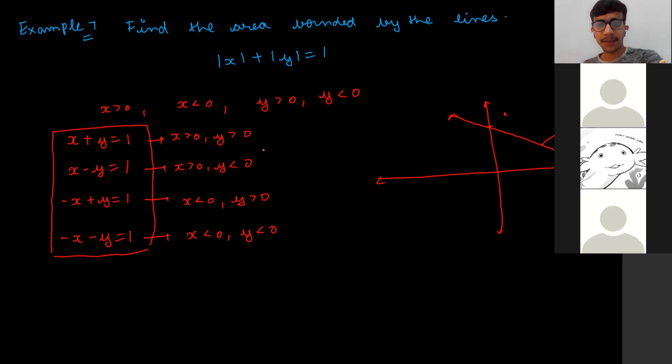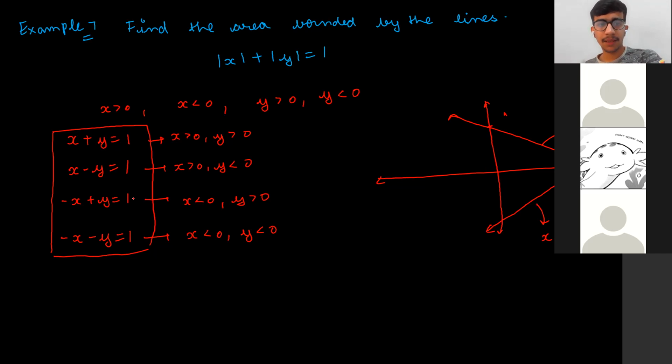Then you have x minus y is equal to 1. That means, well, minus 1 comma 0. Yeah, so this line. It's intersecting at this point. This line is x minus y equal to 1.